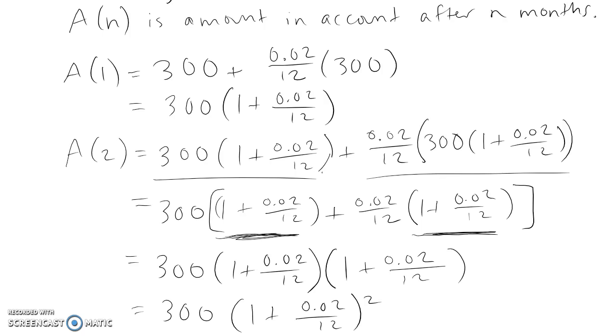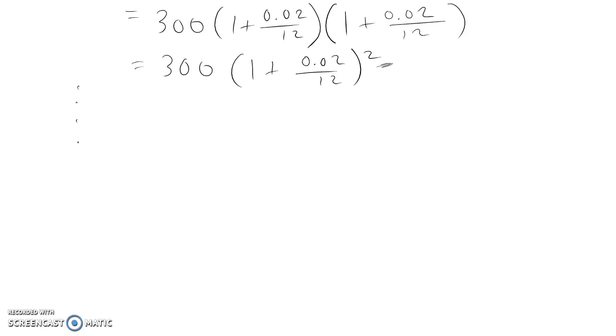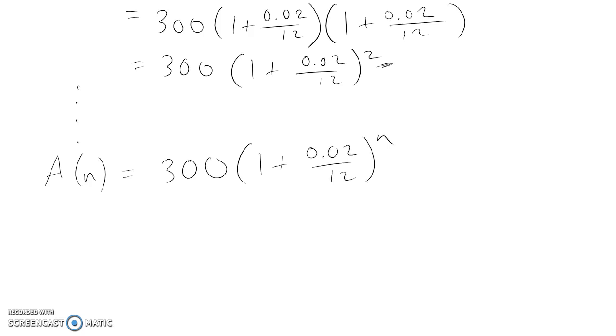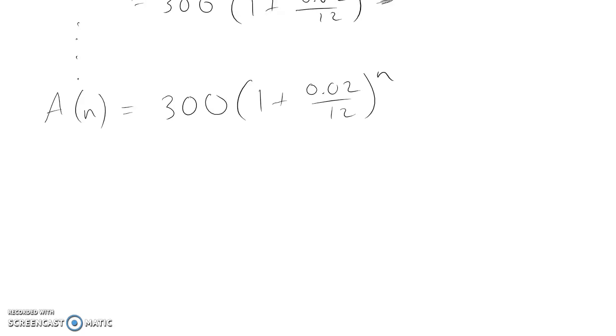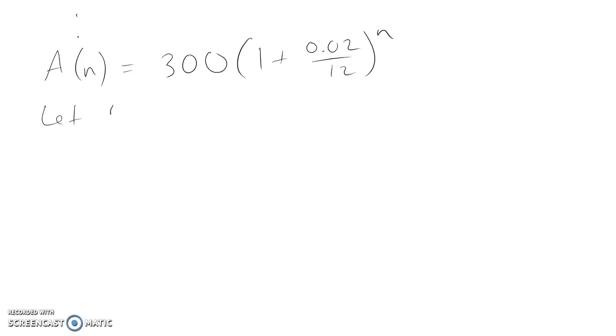Right? If we look back, we can say, oh look, A sub 1 equals 300 times 1 plus 0.02 over 12 to the first power, and A of 2 is 300 times 1 plus 0.02 over 12 to the second power. So we're going to generalize now and say that after n months, we end up with 300 times 1 plus 0.02 over 12 to the nth power. Okay? Now, we're going to let t equal a number of years.